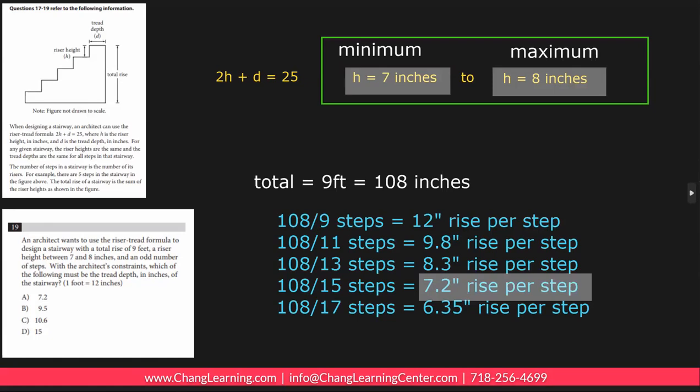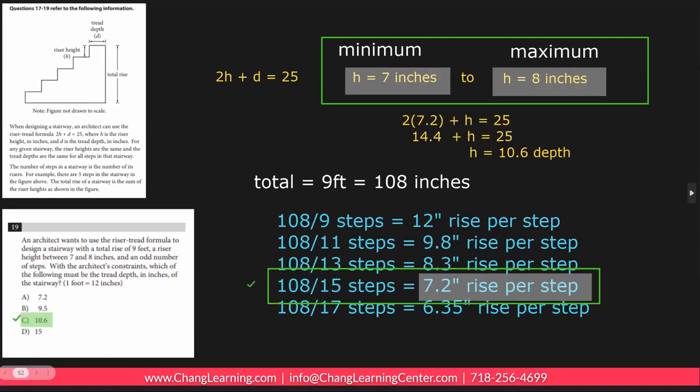If we take 108 and divide by 11 steps, it'll be 9.8 inches per step. If we take the entire height and divide it into 13 steps, it'll be 8.3 inches per step. If we take 108 inches and divide it into 15 steps, the rise is 7.2 inches per step, and so on. We're given the constraint in the paragraph that they want the riser height to be between 7 and 8 inches per step as folks walk up and down the stairs.